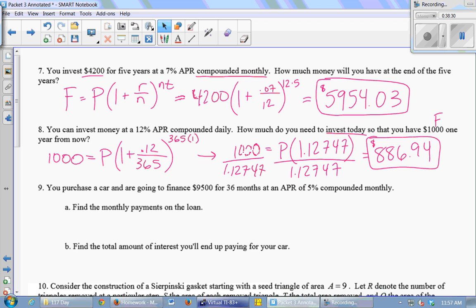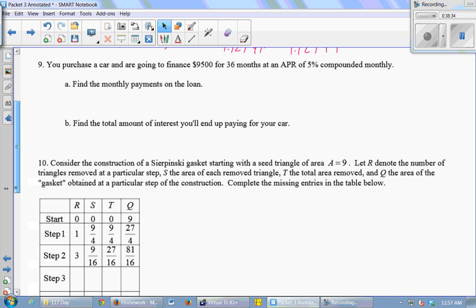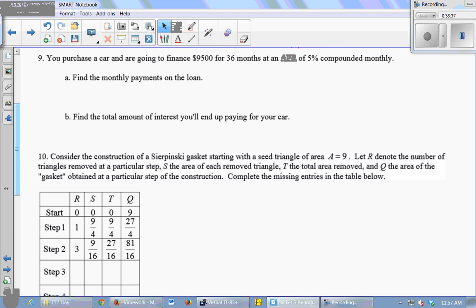Okay, so that covers all the savings questions. So we've got one question here about a loan. We have a car loan. We want to finance $9,500. So it might be that the car costs more than that and we put some money down, or maybe we're financing the whole price, which is $9,500. I don't know. But we're financing $9,500 over 36 months or 3 years at 5% compounded monthly. Find the monthly payments for the loan.